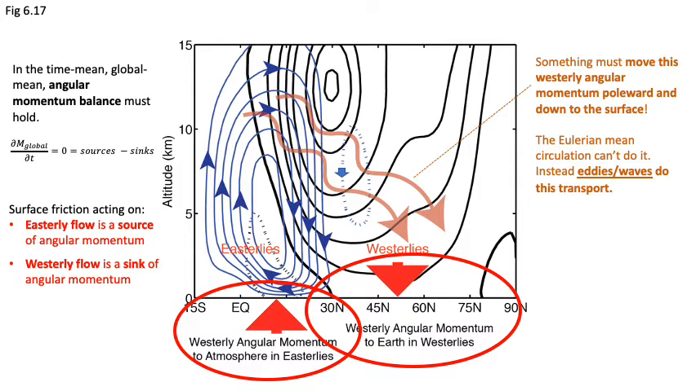If you just look at this, the Hadley cell is not doing that. Instead, it's not a mean flow. It's actually the eddies and the waves themselves that do this transport. That's why these arrows have waves in them: this is actually a residual effect of eddies and waves. We're going to come back to that. So this is really, really important. This is globally thinking about angular momentum and what its key sources and sinks are.